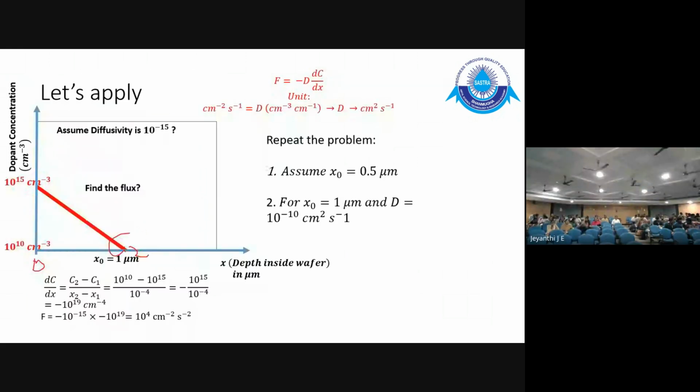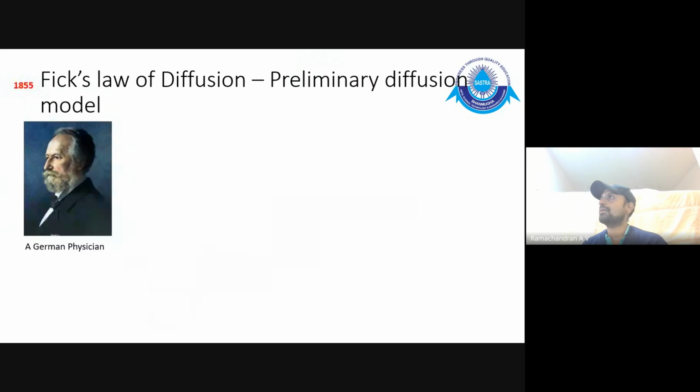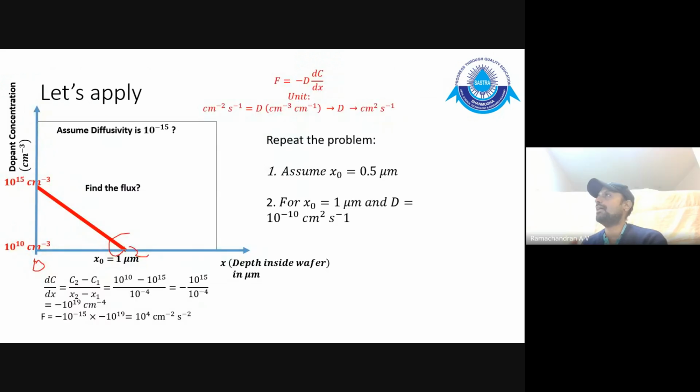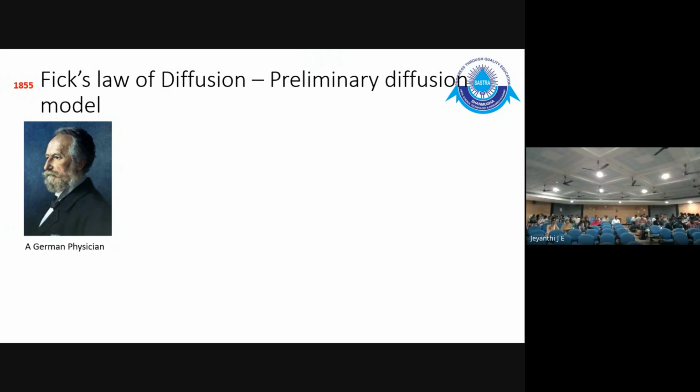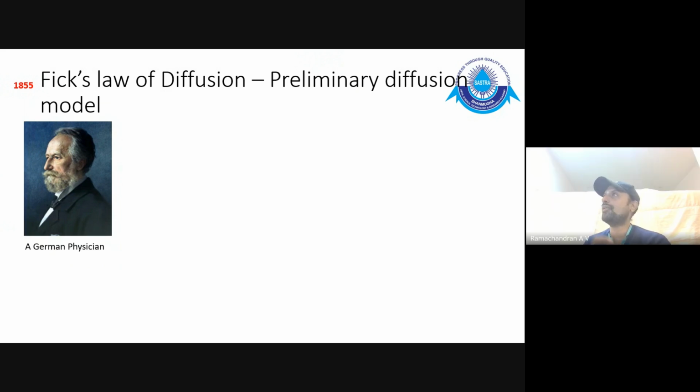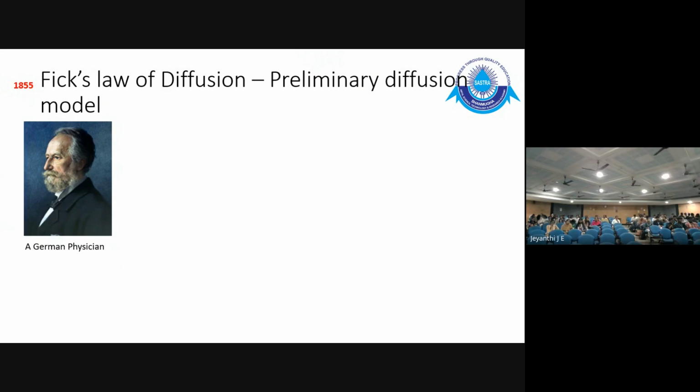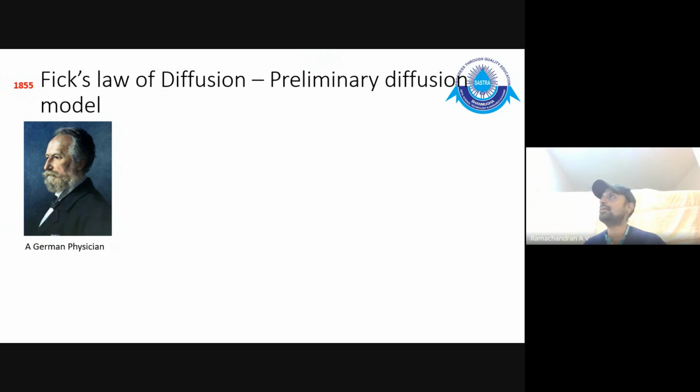Okay, so I think I can move forward if there are no doubts. See, guys, this Fick's equation, this Fick's model, was actually done in 1855. Very old. It was a German physician, a medical doctor, who formed this model. He is not a physicist; he's a physician, a medical doctor observing biologically how salts and water are moving in the body.